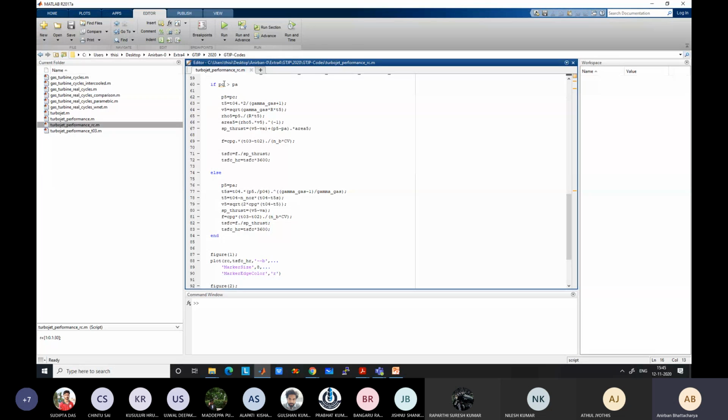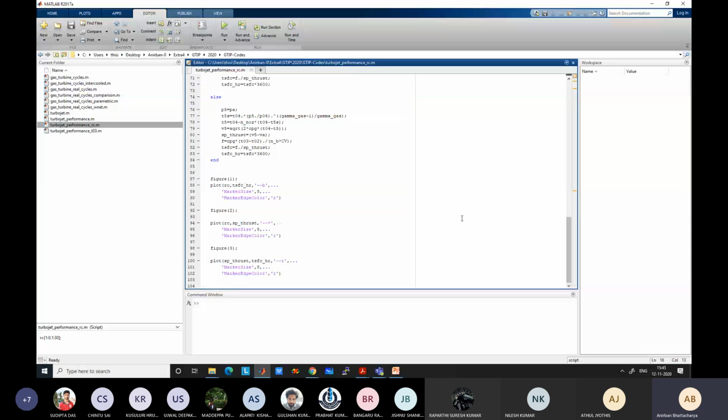We have to do the check because now we are varying RC. For some cases, the critical pressure might be greater than the ambient pressure, which means the nozzle may be choked. For some cases, the nozzle may not be choked. So we have to account for both the conditions.